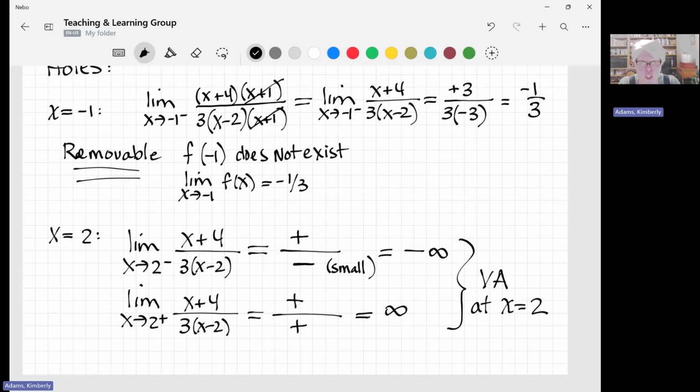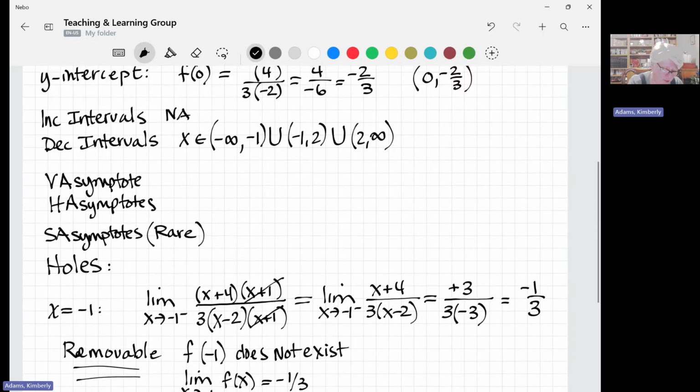I call this Etch-a-Sketch behavior. If you've ever played with an Etch-a-Sketch, you know that when you move from the bottom of the screen to the top of the screen, you kind of get that drag line. That's what this looks like, the drag line where the function's approaching it on either side. Okay? So we've got a vertical asymptote at x equaling 2.